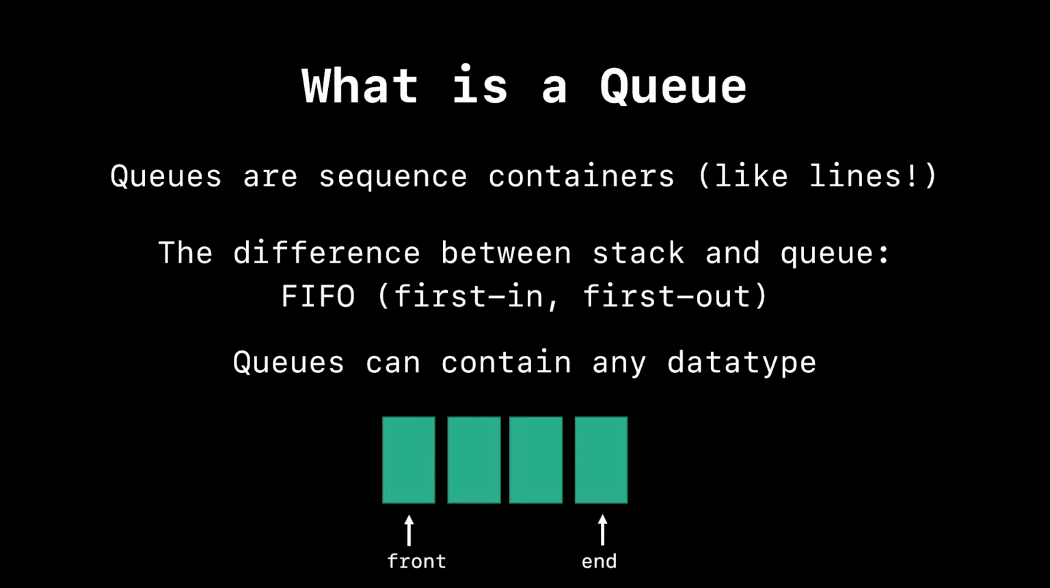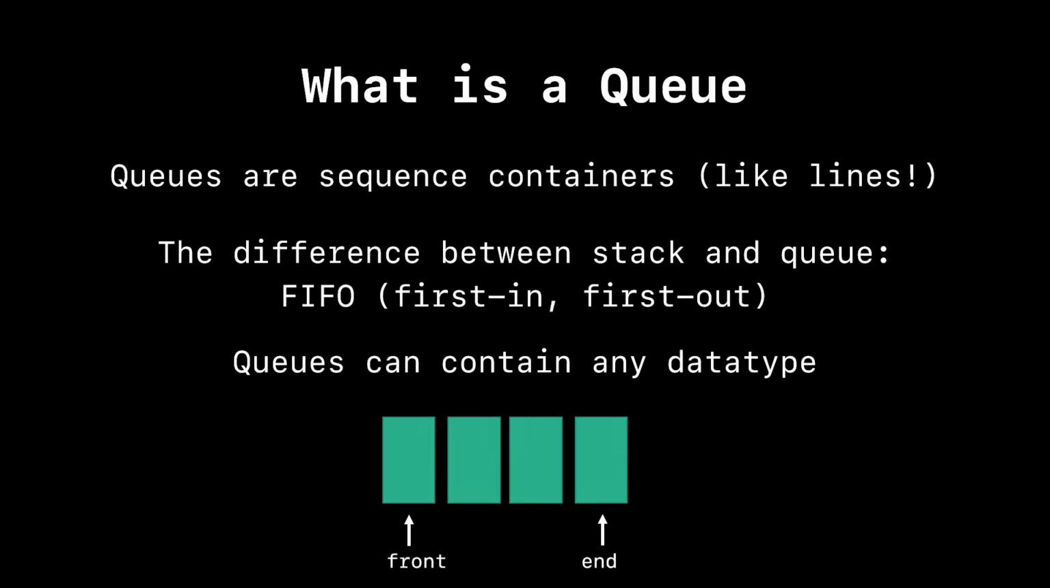So when you have a line of people, the first person in that line is the first person out of that line, right? Now, like I mentioned earlier, queues are kind of like sequence containers. And we've also seen a previous sequence container called the stack. But the difference between a stack and a queue is that a queue is first in, first out, meaning the first element to be in the queue will also be the first element out of the queue as long as we're using the queue normally.